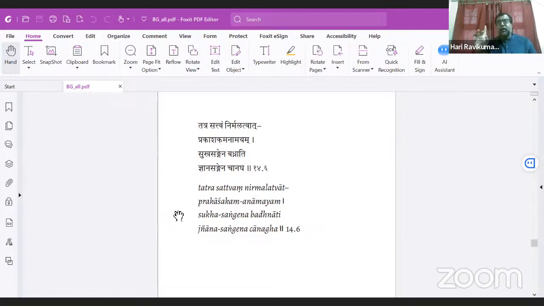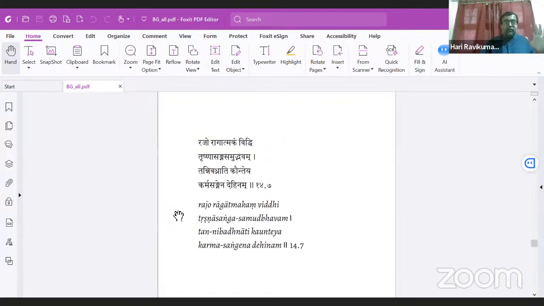Tatra sattvam nirmalatvat. Prakashakam anamayam. Sukha sangena badhnati. Jnana sangena chanagha. Now we come to rajas.